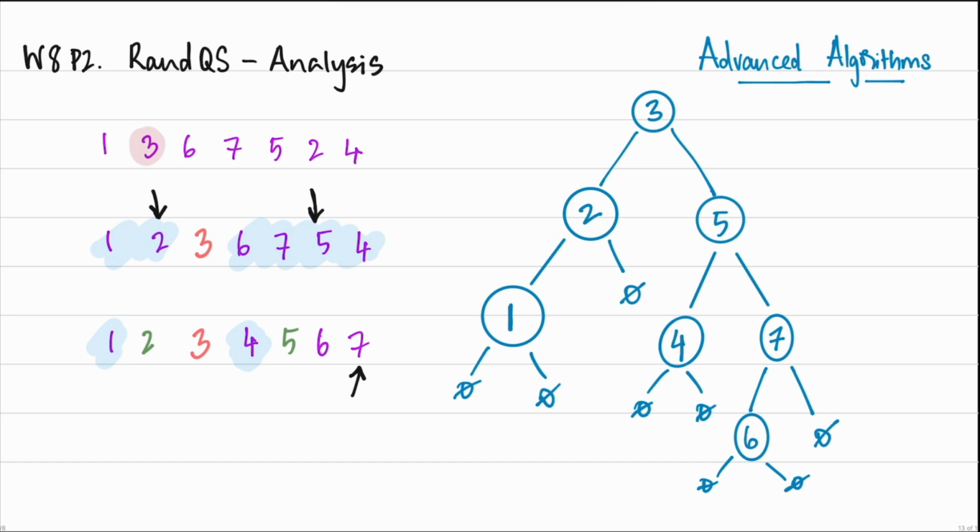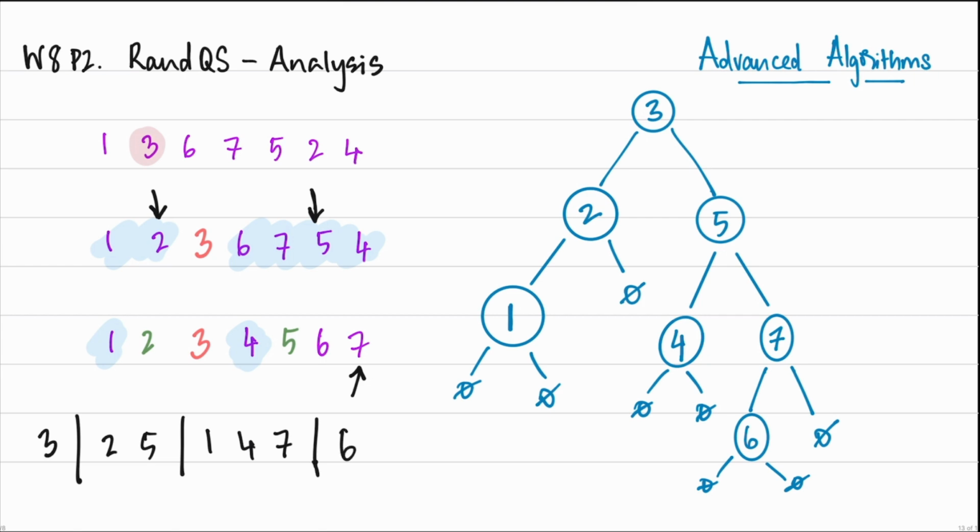Unfortunately, the figure that I have here is not nicely drawn, so the levels are going to look a bit awkward, but hopefully you can still make them out. So at the top we have 3, and at the next level we have 2 and 5. So at each level I'm going to read off the pivots from left to right. At the third layer we have 1, 4 and 7, and at the final layer we have 6.